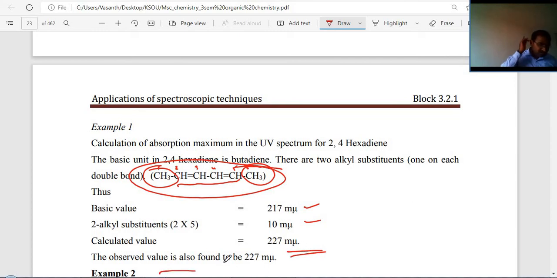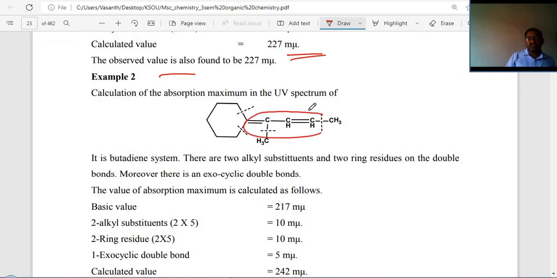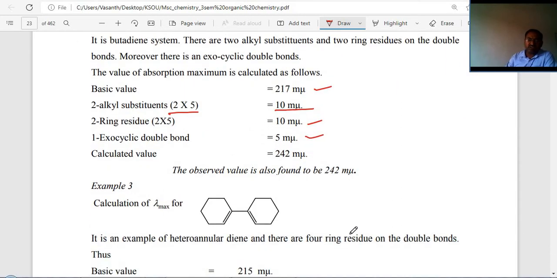The observed value is found to be 227 nanometer. Here first we find that this is a conjugated system, 217. Two alkyl substituents, this is one alkyl substituent, this is another alkyl substituent, those values are 10. Two ring residues, this is one residue, this is another ring residue, that is 10 nanometer. One exocyclic double bond, that is 5 nanometer. Totally, the calculated value here is 242 nanometer.